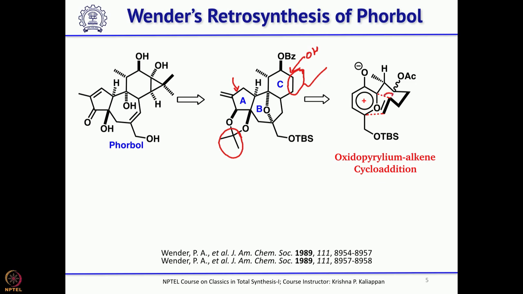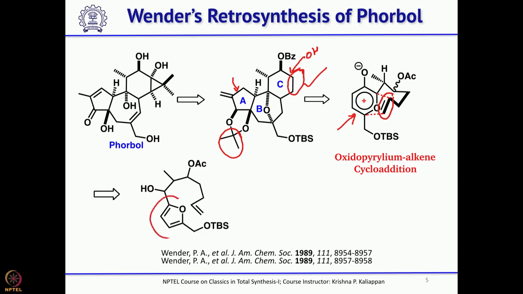And here comes the key oxidopyrylium-alkene cycloaddition reaction. This is the alkene, and this is the oxidopyrylium. This oxidopyrylium can be made easily from this type of furan with an alcohol here. It can be made in one step, and if you have a double bond at an appropriate place, it can undergo an intramolecular 5+2 cycloaddition reaction. We will look into this when we talk about the total synthesis and how he got this tricyclic compound. This can be made from furfuryl alcohol in a few steps using standard functional group transformations.